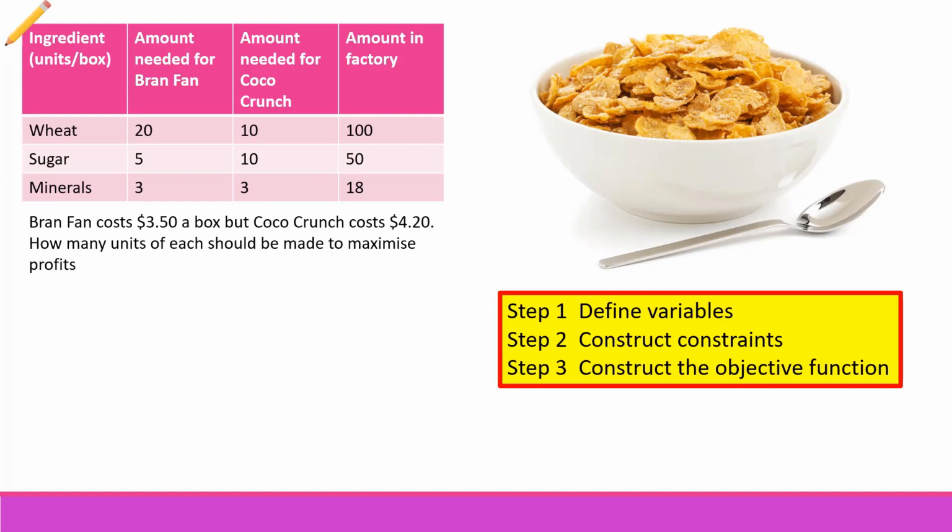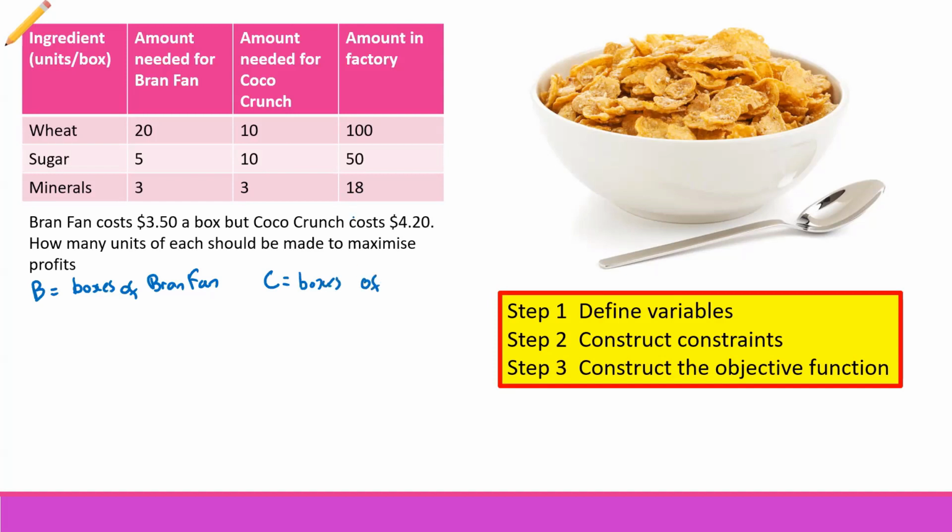Let me just quickly make sure that I'm on a pencil. I would go, okay, let's go B equals the boxes of bran. And the other one is C, which would be the opposite one. C would be the boxes of Cocoa Crunch. I'm just going to say boxes of Cocoa Crunch because I want to keep it the same.